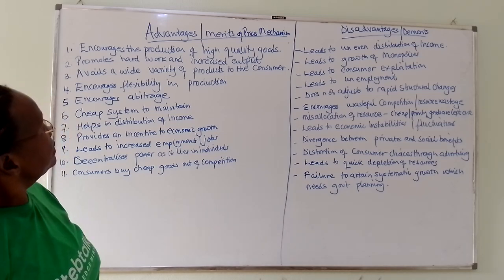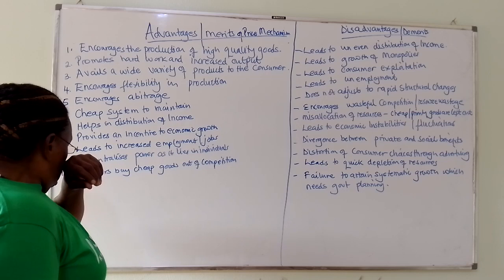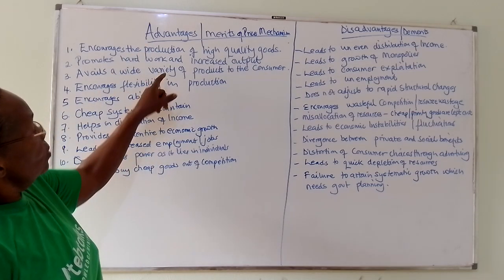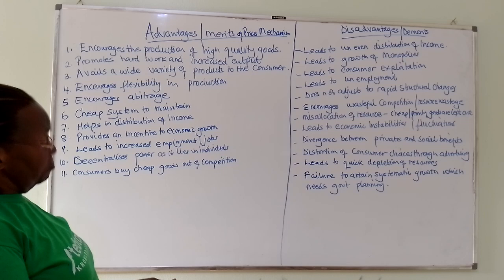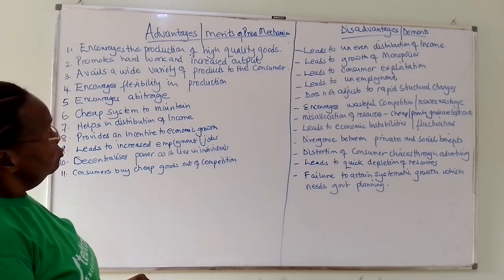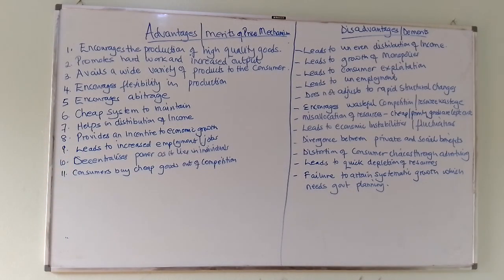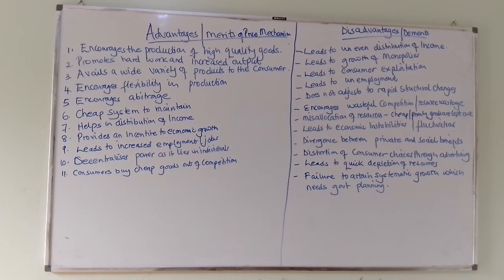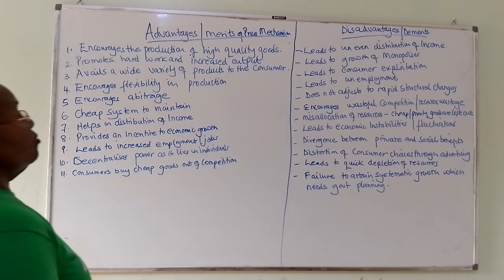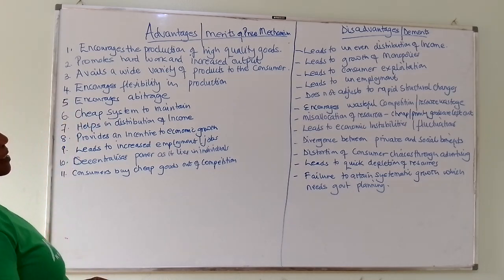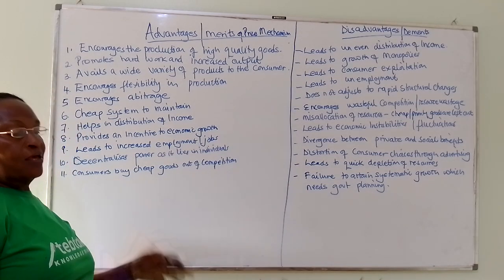It avails a wide variety of products to the consumer. Other than having the products being of high quality, there is also a variety. Variety also comes from the many participants in the production process, and this makes the consumer have quite a number of items to choose from. The consumer has quite a variety of commodities to choose from because of the existence of many suppliers or many producers, and this is going to satisfy his various needs.